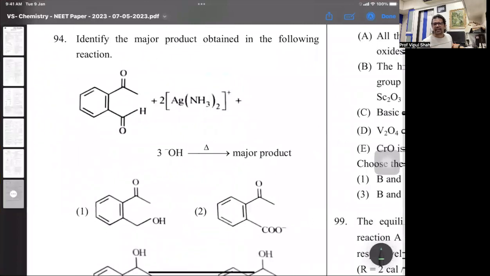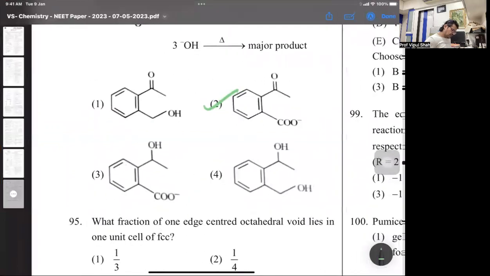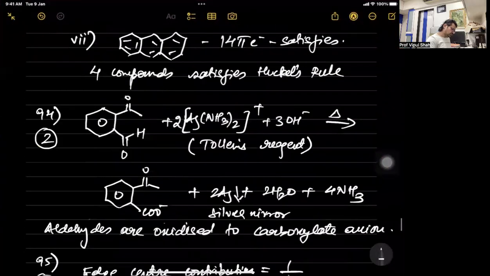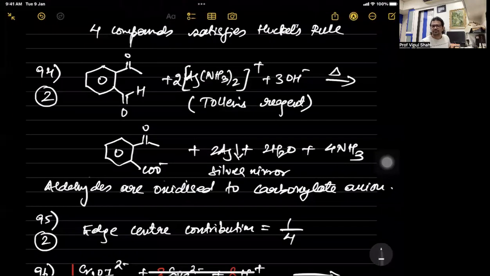Now this aldehyde with [Ag(NH3)2]+ plus OH- is nothing but Tollens reagent. So with Tollens reagent, the aldehyde gets oxidized to its silver salt of carboxylic acid, which in an aqueous medium ionizes to form its carboxylate anion, and the Tollens reagent gets reduced to give you silver mirror. So here the correct option is going to be the second one. Have a look at this. Look at this reaction for 94. Aldehyde with Tollens reagent, the aldehydes get oxidized to their carboxylate anion.